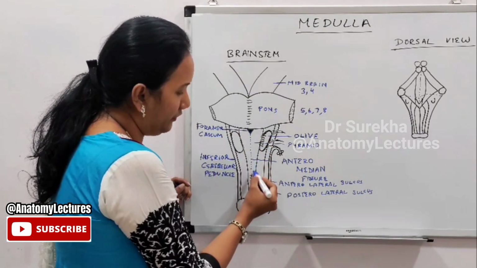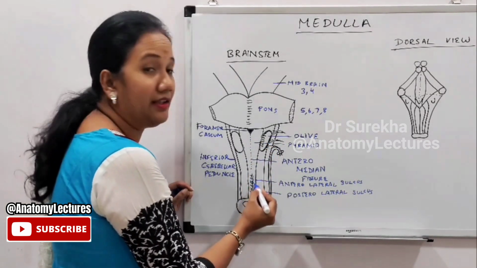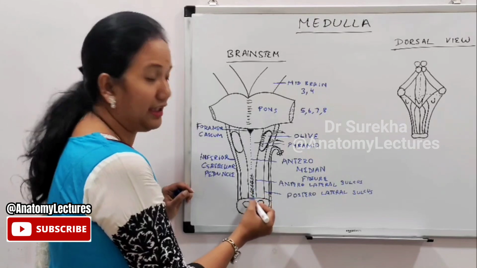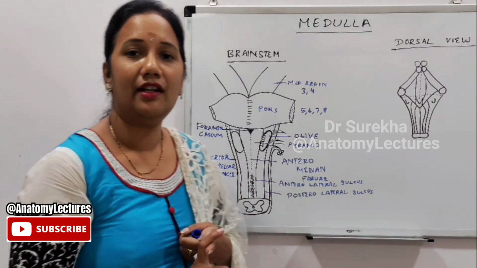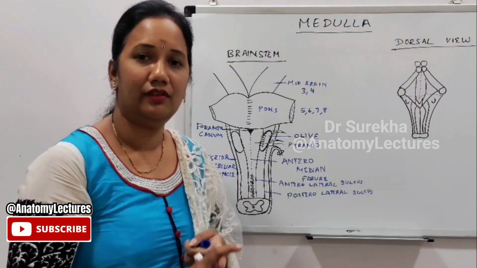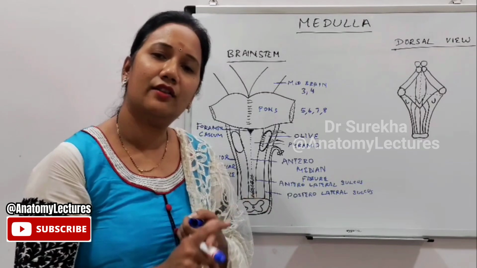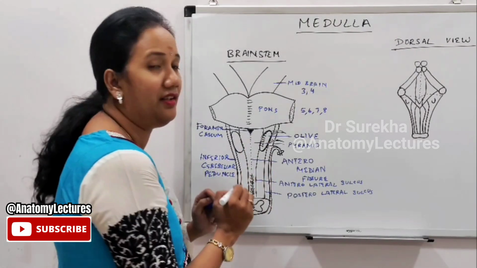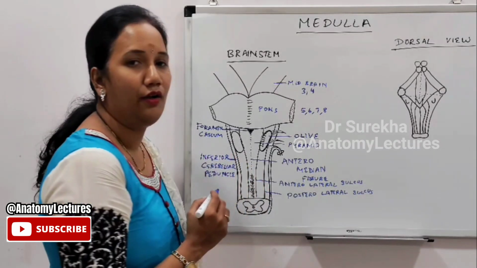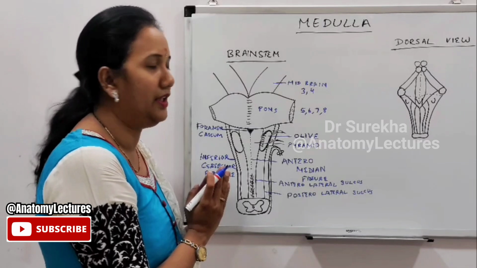And lower down, if you are tracing this anteromedian fissure, it is becoming discontinuous. Why? Because there is crossing over of the lateral cortico-spinal tract. You know, 75% of the fibers of the cortico-spinal tract will cross over. So because of that crossing over, this anteromedian fissure is disturbed in its lower half.